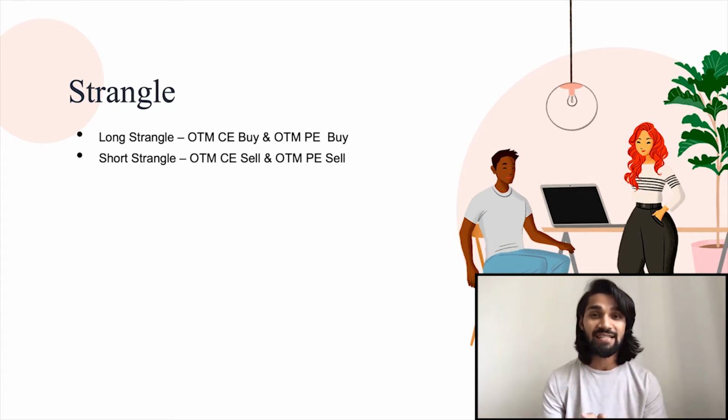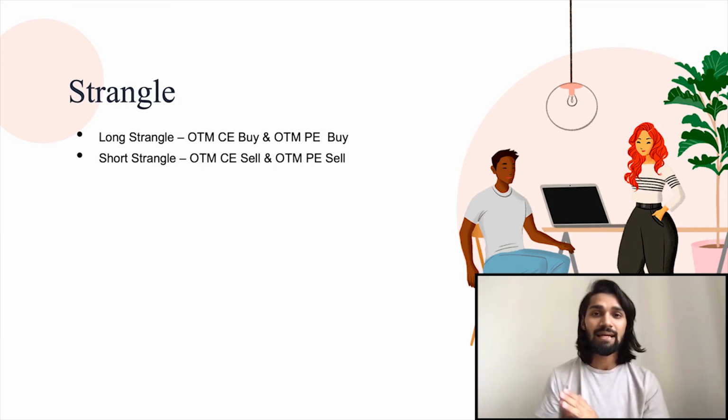The other strategy is short strangle, which is very similar to short straddle. In short strangle, you sell out of the money call option and you sell out of the money put option. You use this strategy when you know the market is going to be sideways, and in case you put your money in this strategy and the market moves in either of the direction, you can make huge losses. So make sure you do good amount of analysis before putting your money in the strategies.